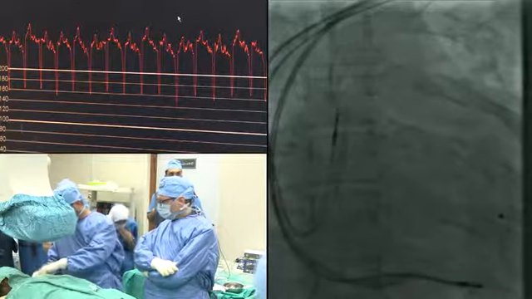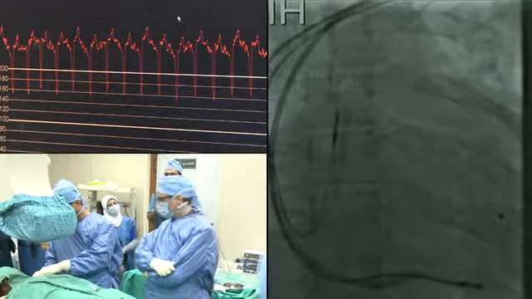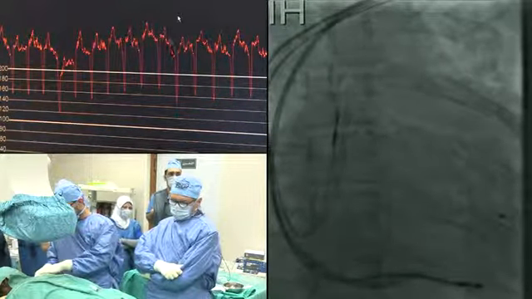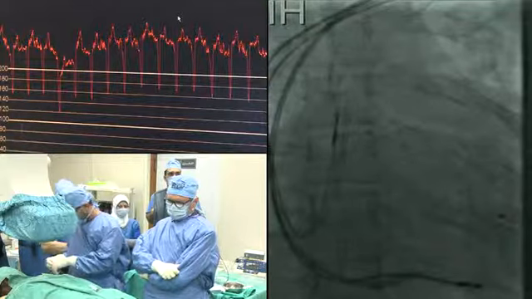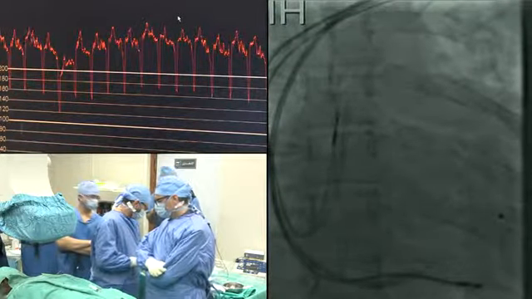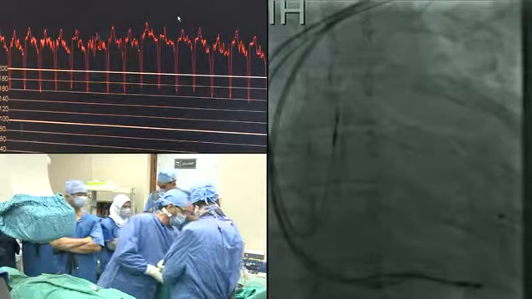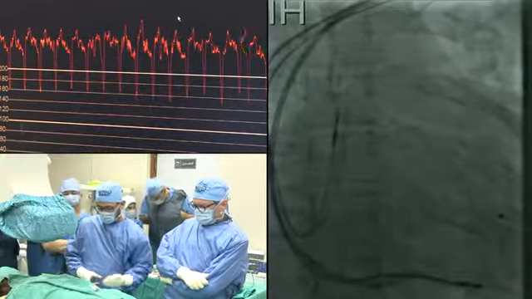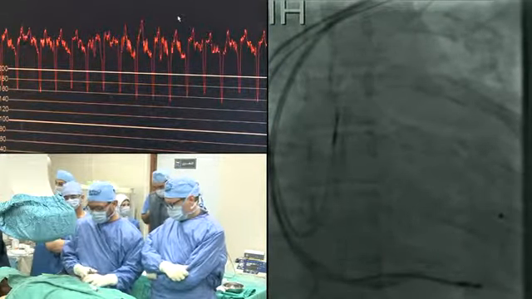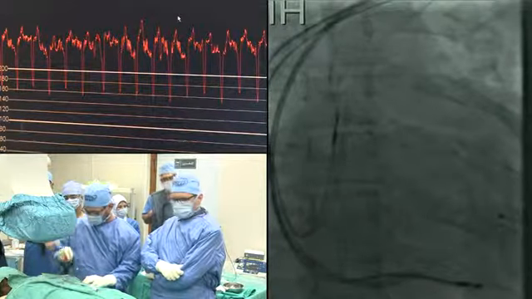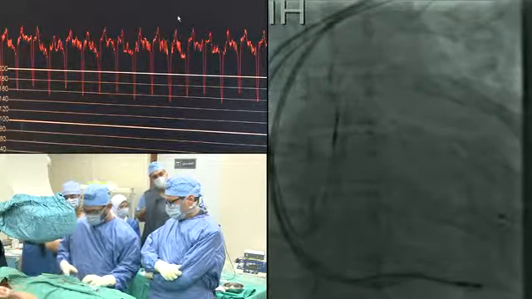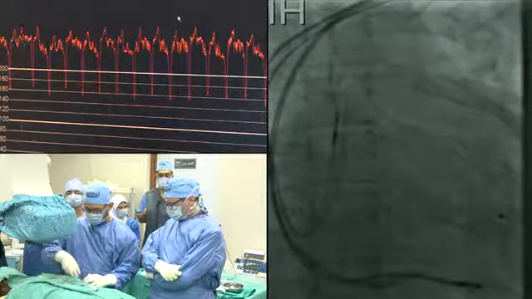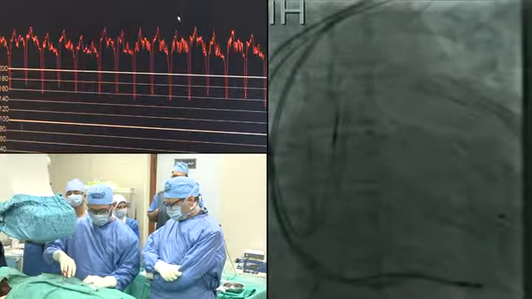Okay, we are ready for lead fixation now, and then the final step will be getting the introducing system out. It is not a slittable sheath. All of them are normal pull away. The CS lead is introduced.